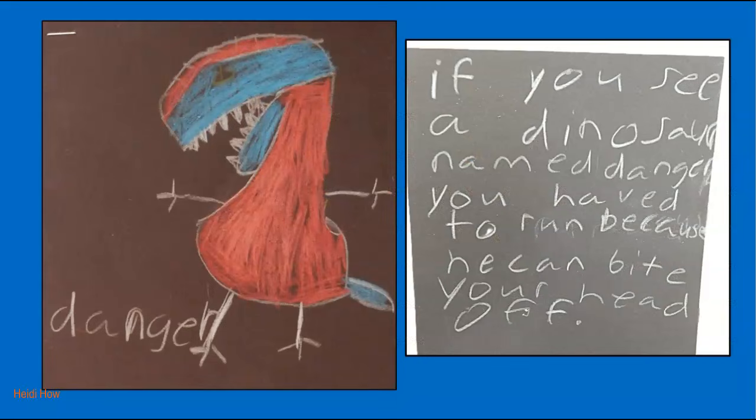So he may look like a nice unicorn, but watch your pets. And this is my all-time favorite. This is one of my all-time favorites. My second grader wrote this on the back. If you see a dinosaur named Danger, you have to run because he can bite your head off. And that's what makes this such a fun assignment, because especially with the younger kids, they want to tell you the story of what they've drawn. So often I'm distracted and I'm moving around the room and trying to help everyone, and I don't take the time to listen to everyone's story.